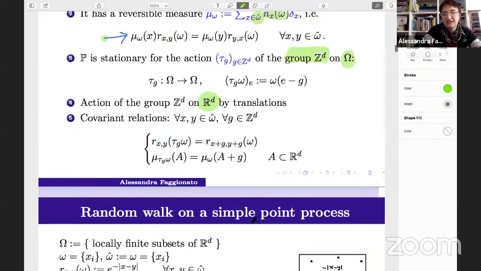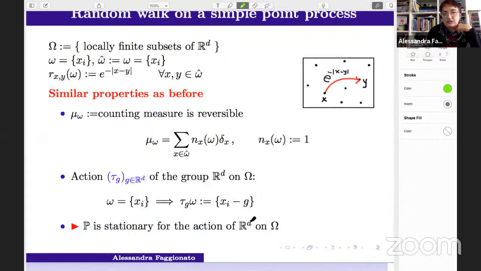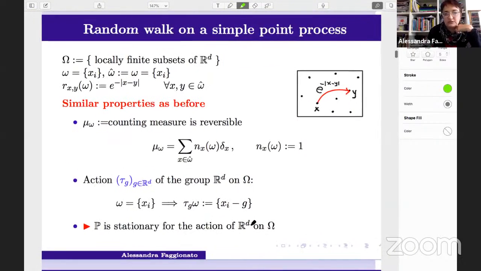This is an example that lives in Z^d, so the infinite cluster lives in Z^d, and the group acting on the probability space and on the Euclidean space R^d is Z^d itself, but you can consider something more amorphous. For example, let us consider the random walk on a simple point process. So now the space of environments is given by the family of locally finite subsets of R^d. So an environment is simply a family of points in R^d, locally finite. So omega is this collection of points, and the state space omega hat of my random walk equals, in this case, omega.